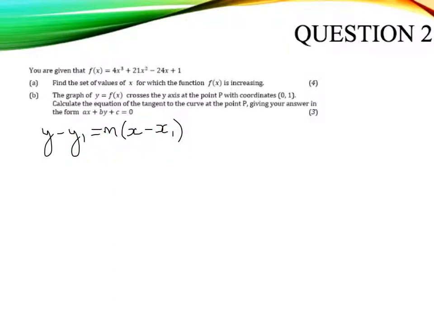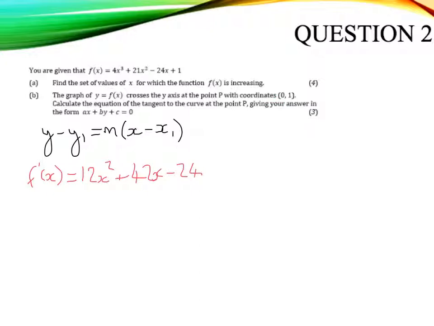What I don't know is the gradient, but I've already differentiated it. I've already worked out what my gradient function was. So we had f dash of x was, let's see if I can remember, it was 12x squared plus 42x minus 24. Now, we've been told some information. We know that this is the gradient function. We're looking at the gradient at a particular point when x is 0.